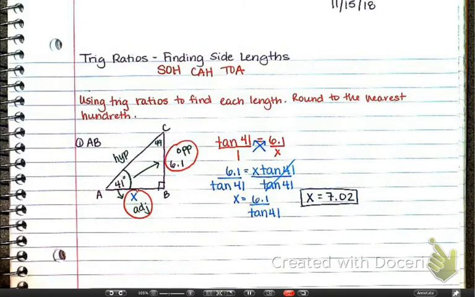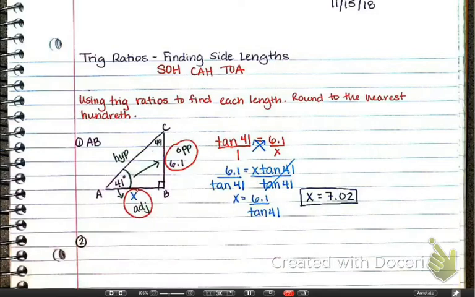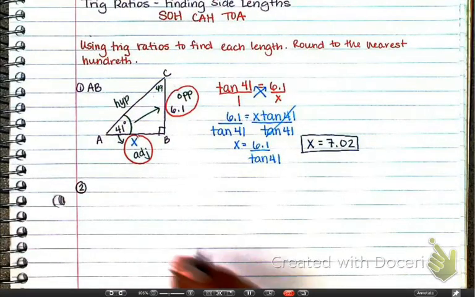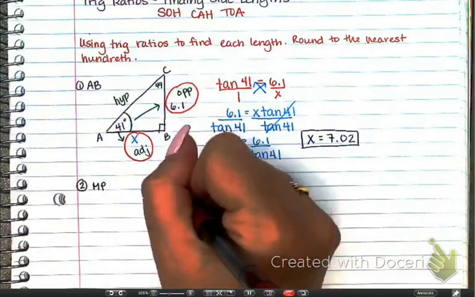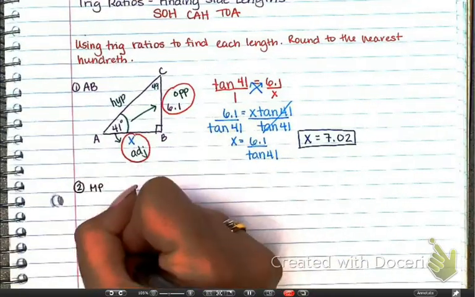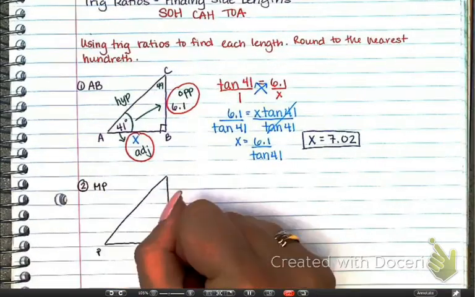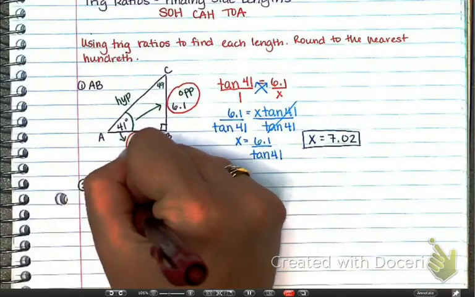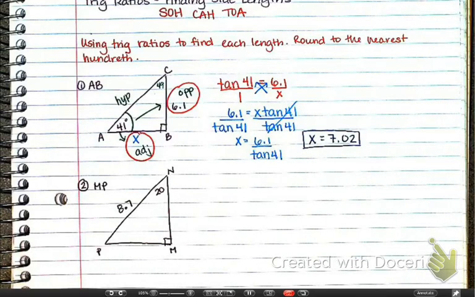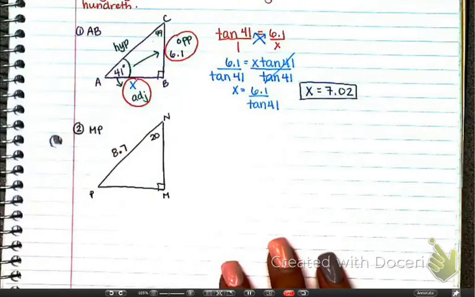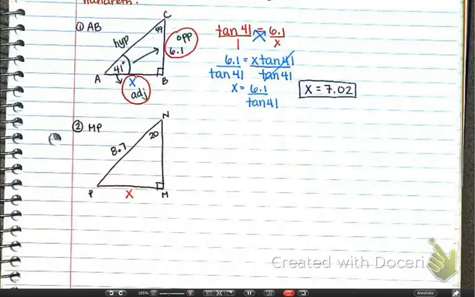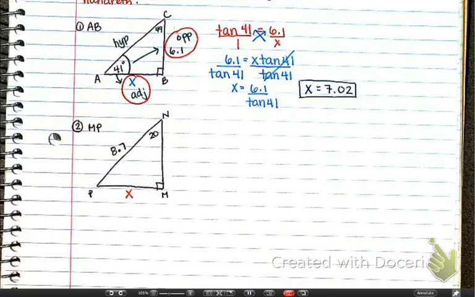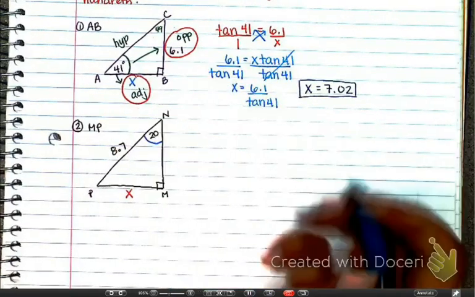All right, let's look at number 2. We're going to spend today and Monday on this, so if you're a little lost, we're going to have time, okay? MP is what we're going to solve for. So I'm solving for MP, so that's going to be what I'm going to call X. What is my reference angle? N, so 20 degrees. So let's label based off angle N.